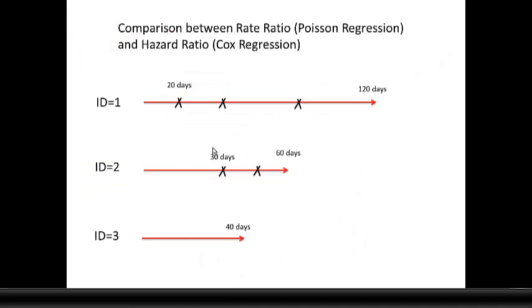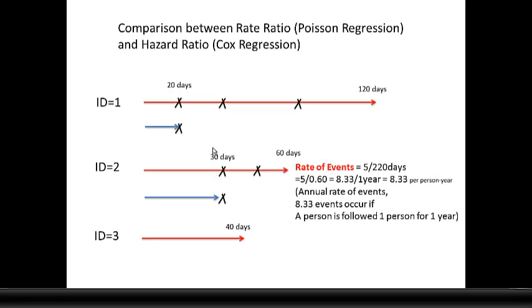So what happens if you explain this by hazard ratio, where Cox regression is the typical choice to compute the hazard ratio? Cox regression we use when we analyze time to the first event. Therefore, in this analysis, we only use data up until the first event. So for ID number 1, the first event occurred at 20 days from randomization. For the second patient, the first event occurred at 30 days from randomization. And for the third patient, no event occurred during the entire follow-up time.